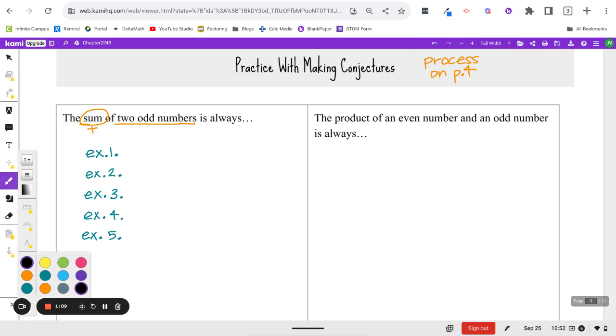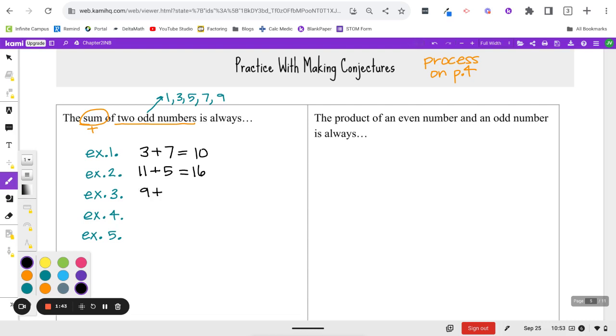So sum of two odd numbers. Odd numbers, remember, end in 1, 3, 5, 7, or 9. They are not divisible by 2. Okay, so we could just do 3 plus 7. That equals 10. We could do 11 plus 5. That equals 16. We're just generating examples. It's not our job to know what's going on right now. We might have an idea, but we're just generating. We're just making a list.